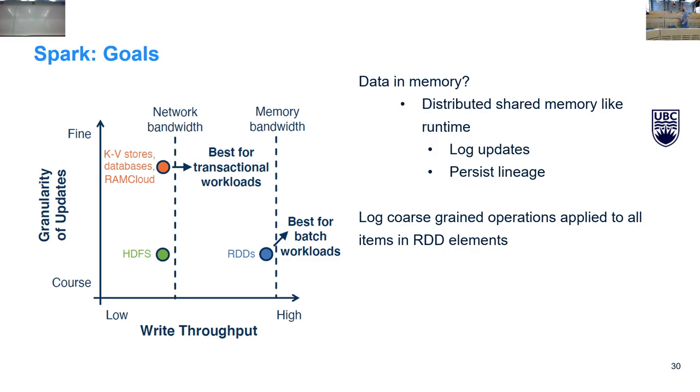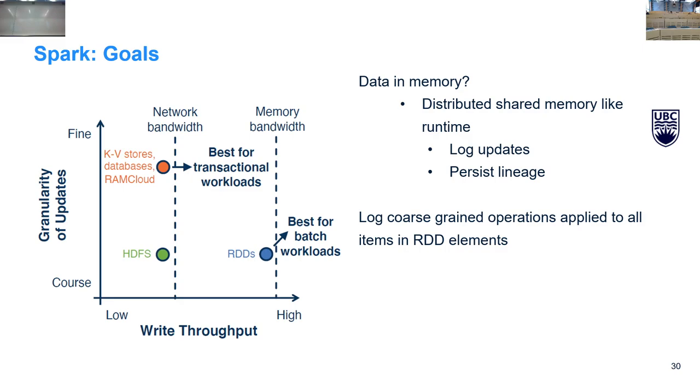RDDs had much better throughput. And so this is picking different kinds of workloads and different storage systems. So HDFS, these are just all files. And they have relatively coarse-grained. RDDs are actually about the same level of coarseness, but they have much better write throughput.